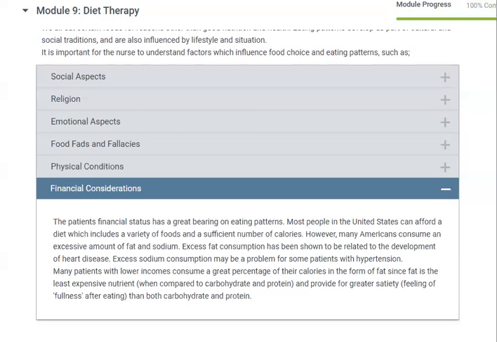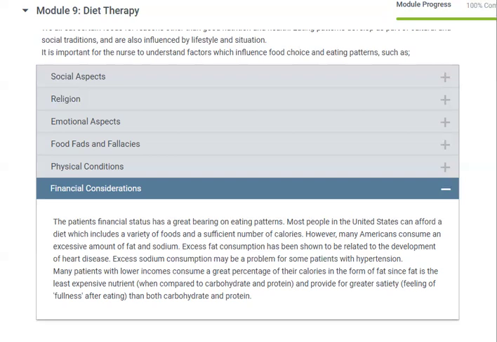Many patients with lower incomes consume a great percentage of their calories in the form of fat, since fat is the least expensive nutrient when compared to carbohydrate and protein, and provides for greater satiety, feeling of fullness after eating, than both carbohydrate and protein.